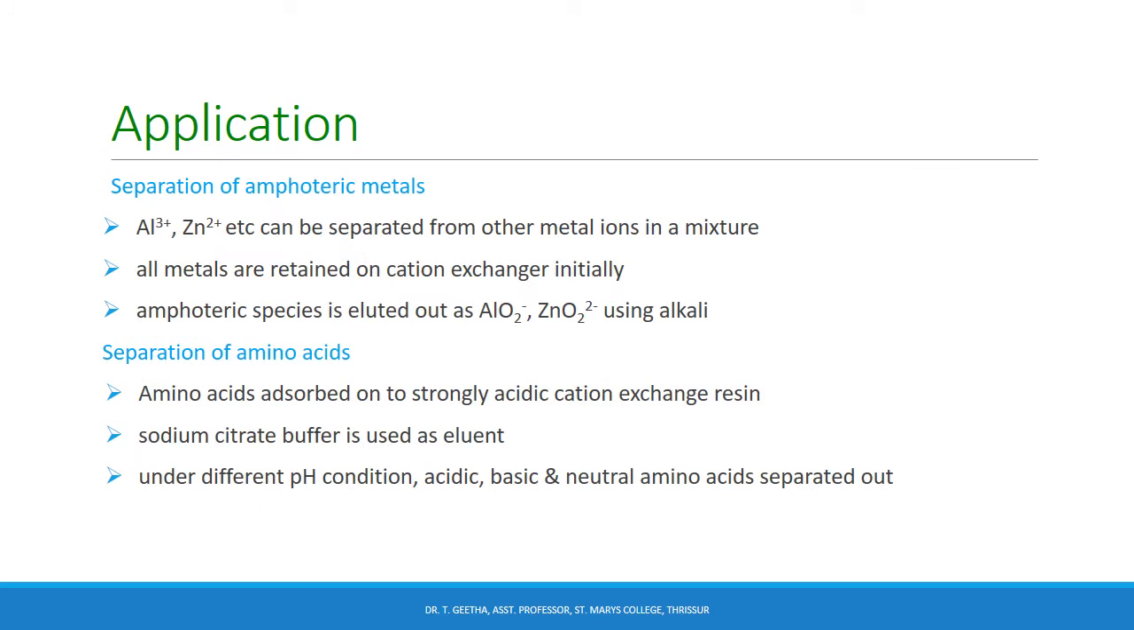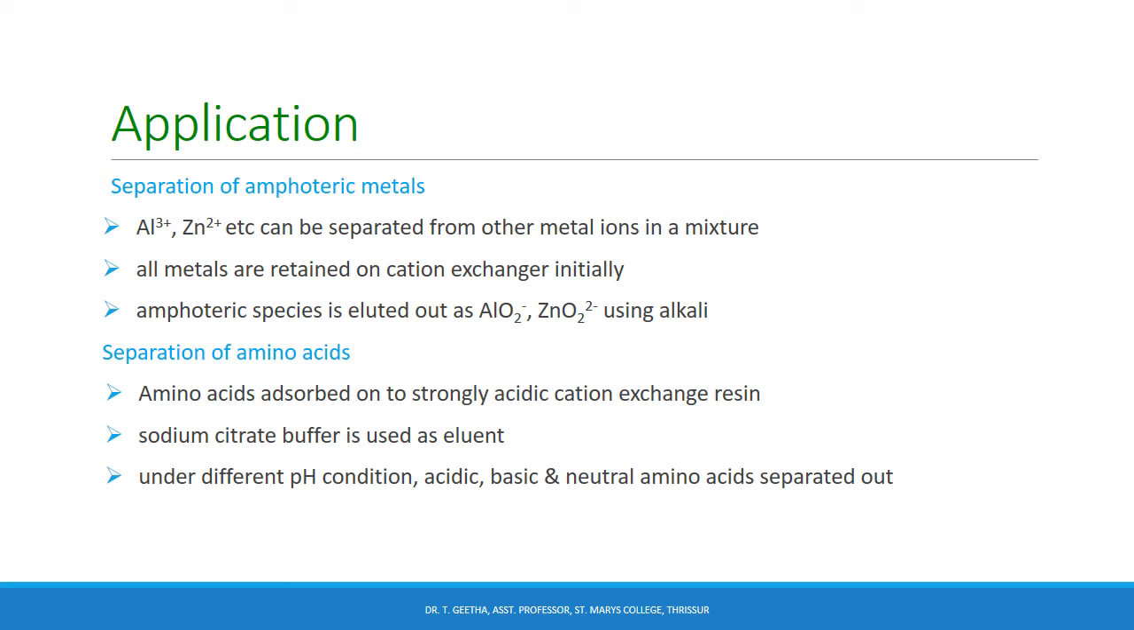Amphoteric metal cations can be separated from other metals by ion exchange chromatography. When a mixture of metal ions containing aluminium 3+ and zinc 2+ ions is passed through a cation exchanger, all metals are retained on the column. In the next step, amphoteric species are eluted out using alkali as aluminate and zincate.